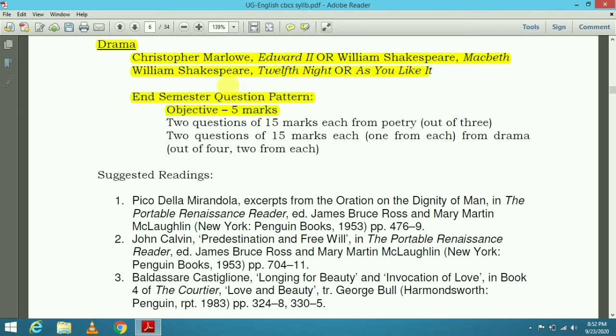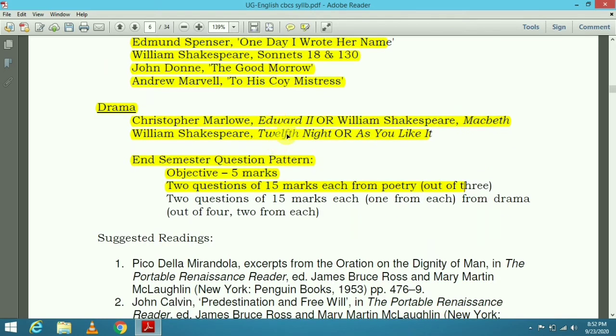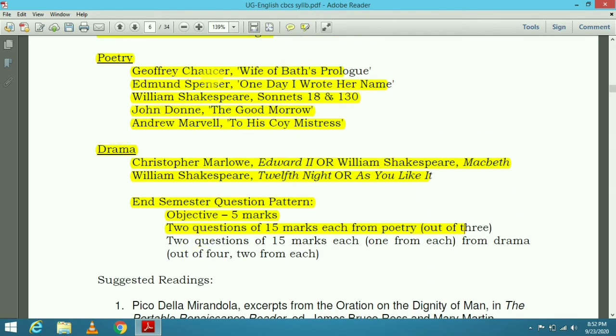Objective 5 marks as before. Two questions of 15 marks each from poetry out of 3. Okay, let us look here. Two questions you have to attempt here, and there will be 3 questions, but you do not know from which poems questions will be there. So you have to focus on the previous year question papers, and after that make your strategy on which 3 poems you will be preparing your answers, and then out of 3 you have to attempt 2 questions of 15 marks.